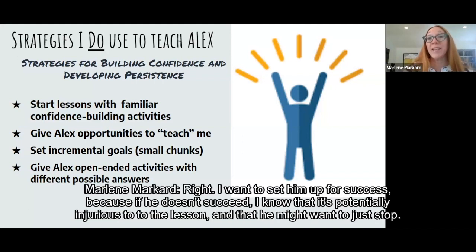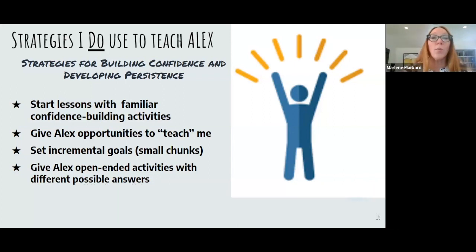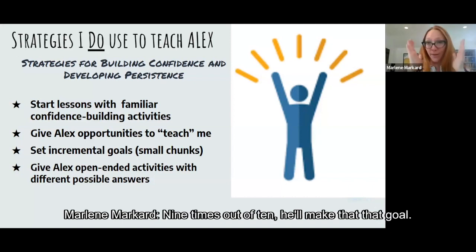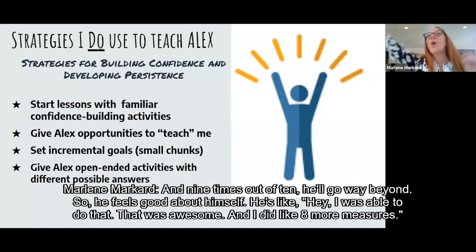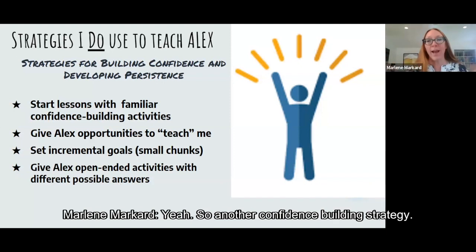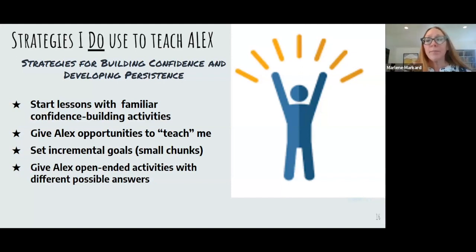I want to set him up for success, because if he doesn't succeed, I know that it's potentially injurious to the lesson and that he might want to just stop. So 9 times out of 10, he'll make that goal, and 9 times out of 10, he'll go way beyond. So he feels good about himself. He's like, hey, I was able to do that. That was awesome. And I did like 8 more measures. Yay. So another confidence building strategy.